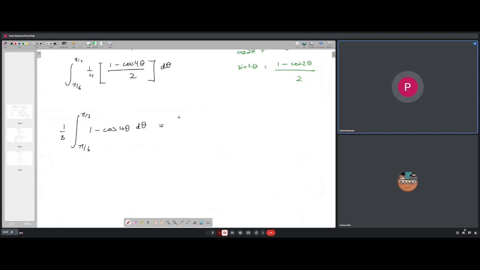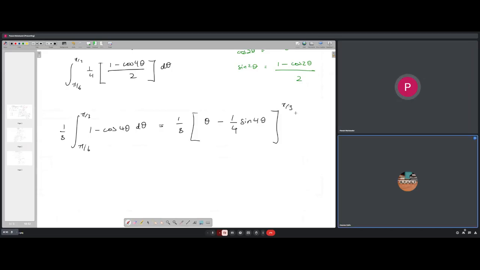Now, just to save some time, if you were to integrate this, you'll get theta minus a quarter sine 4 theta, from pi over 3 to pi over 6. Okay? And then you just substitute the limits, and then you get your answer. That's it. Yeah, I know it's not easy.